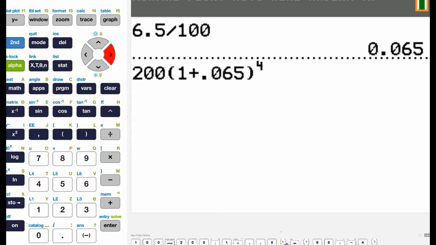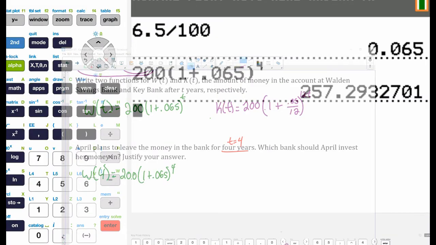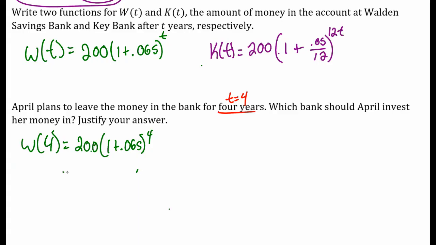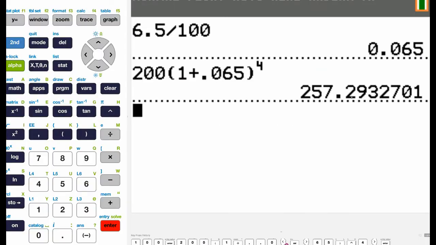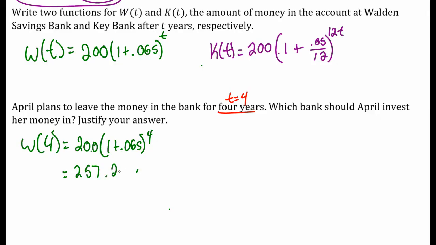This is the first function, I believe Walden. Yes, W, Walden. So 257. That's how many dollars. Remember, since money goes to 2 decimal places, look at the third to see how we round. We chop it off because it's less than 5. So 0.29. We have 29 cents. That's how much Walden will have after 4 years with that interest rate.